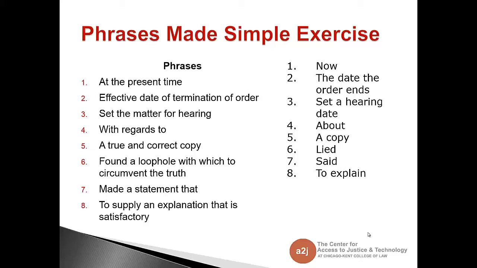A way to translate "at the present time" would just be to say "now." The effective date of termination of order is the date the order ends. If you set the matter for hearing, you set a hearing date. "With regards to" is "about." A true and correct copy is just a copy. If it isn't true and correct, then it isn't a copy, so you can just say copy.